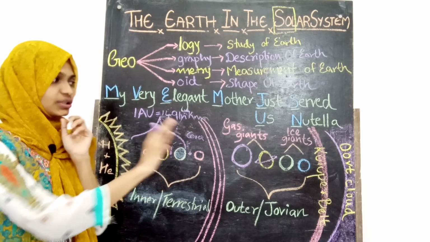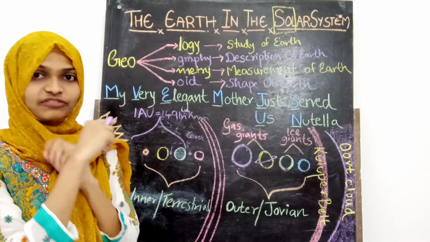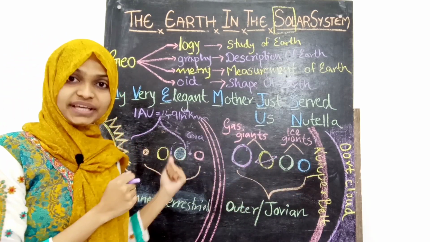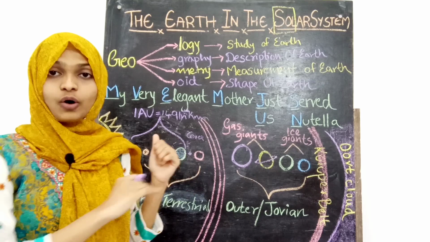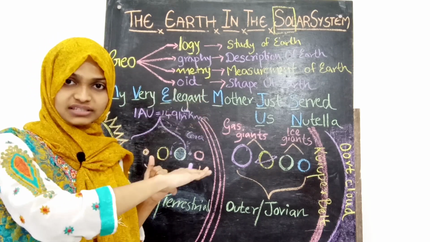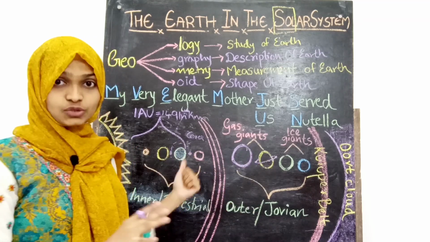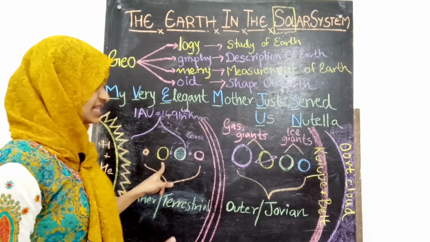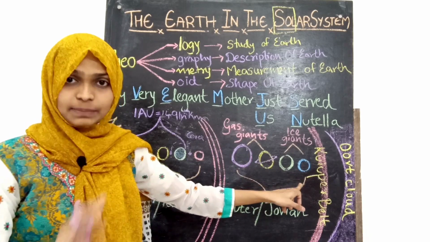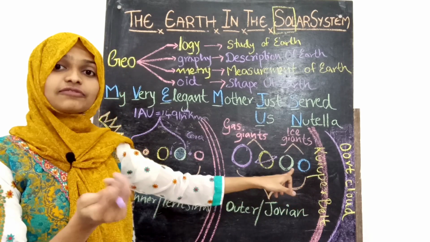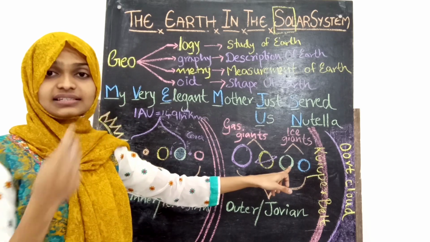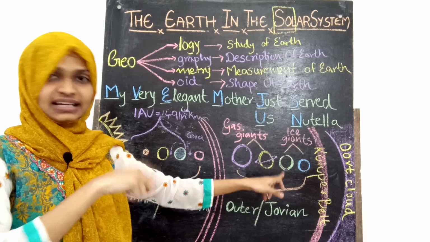Now another thing to be noted is the rotation of the planets. Every planet in the solar system rotates from west to east. That is why the sun rises in the east and sets in the west. So all the planets rotate from west to east except Venus and Uranus. Venus and Uranus are the only planets which rotate from east to west. So they have the sun rising in the west and setting in the east.